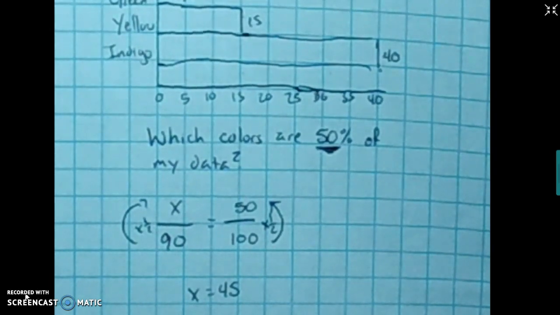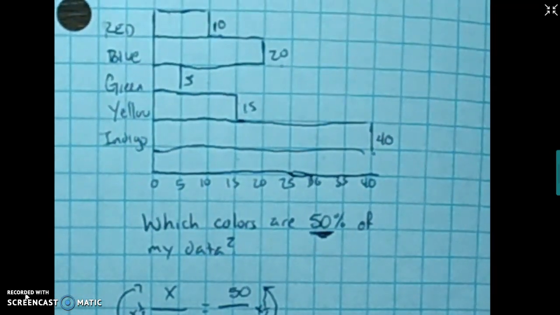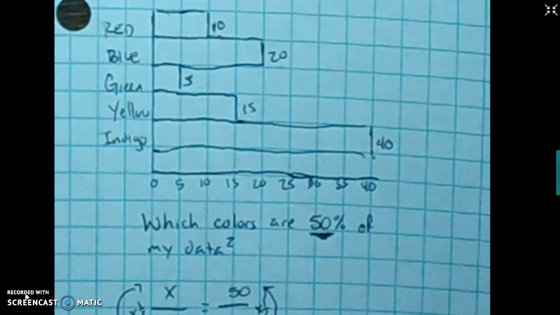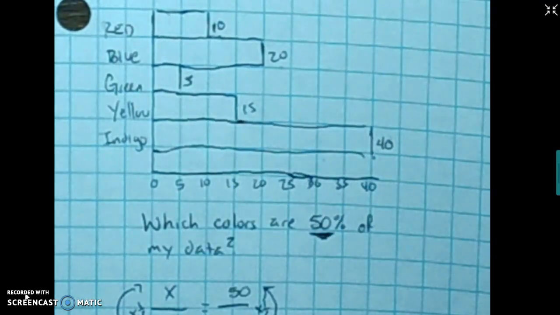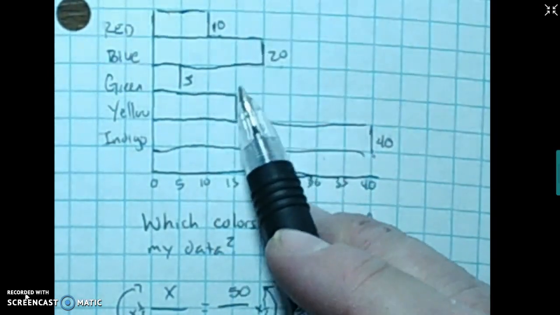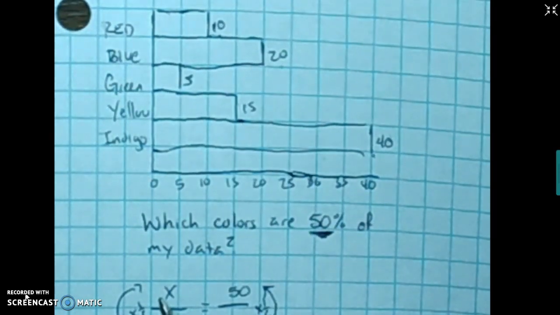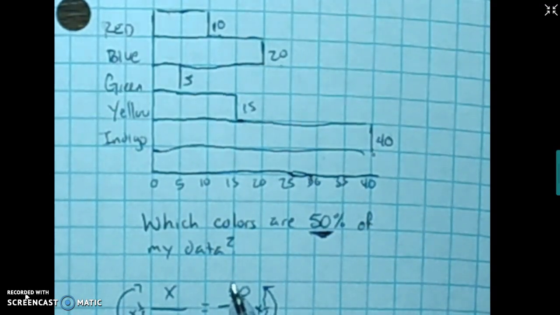will get me 45. I'm going to cheat and tell you there are two different combinations that will get you there. See what you can figure out real quickly. Indigo and green will give me 45, right? What's red plus blue plus yellow? So either of those combinations will give you 50% of the data. Does that make sense? Okay.